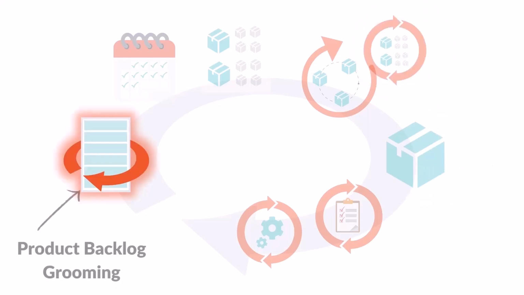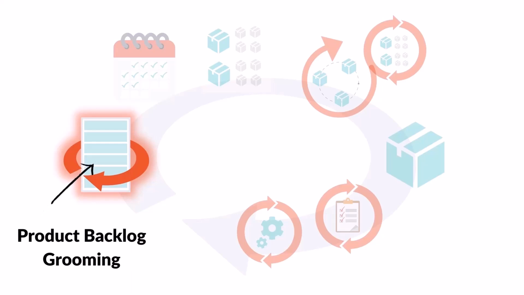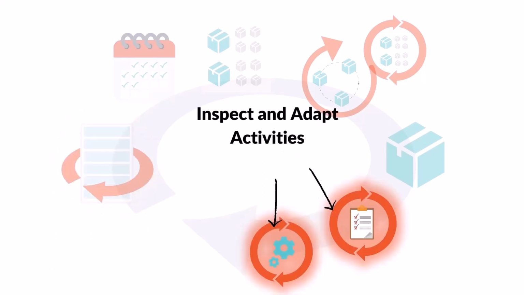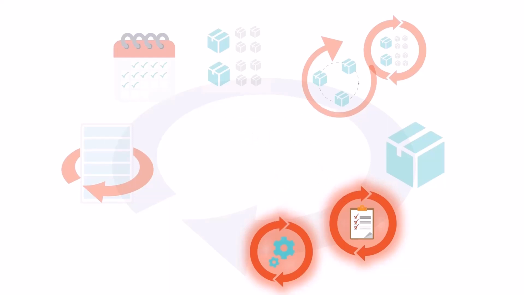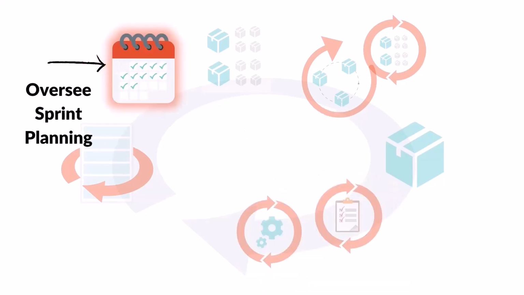The product owner also performs frequent product backlog grooming, which includes writing new product backlog items and refining existing ones, then working with the team to get them estimated and the stakeholders and team to get them prioritized. At the end of the sprint, the product owner participates in 2 end-of-sprint inspect and adapt activities, the sprint review and the sprint retrospective. After these are completed, the sprint cycle repeats and the product owner participates in the next sprint planning activity.